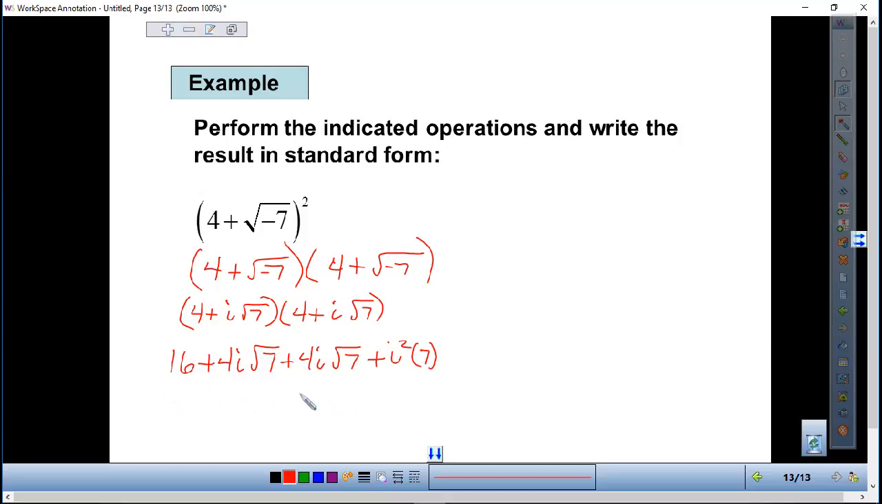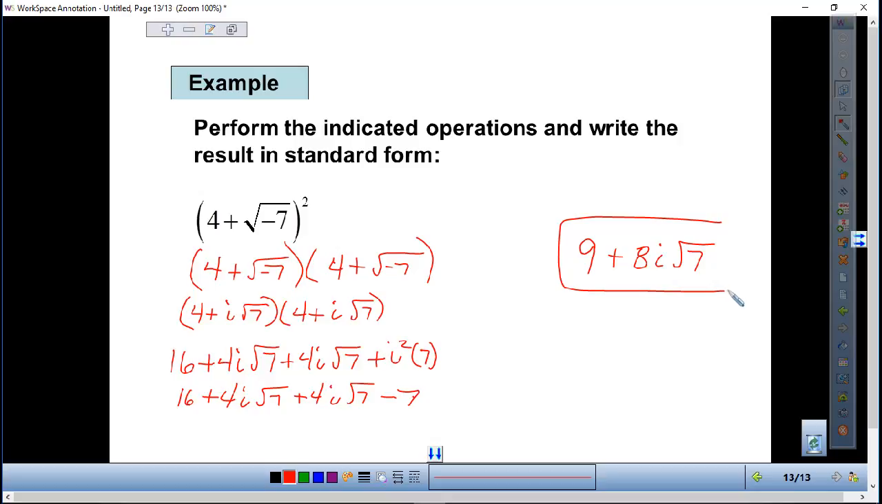All right, so when we go to simplify, let's go ahead and write everything out. Simplify each term as much as possible. 4i square root of 7 plus 4i square root of 7 plus the negative 1 is going to make this a negative, so negative 7 becomes a minus 7. 16 minus 7 is 9 for the real part. 4i square root of 7 plus 4i square root of 7 gives me plus 8i square root of 7. So there's my answer.